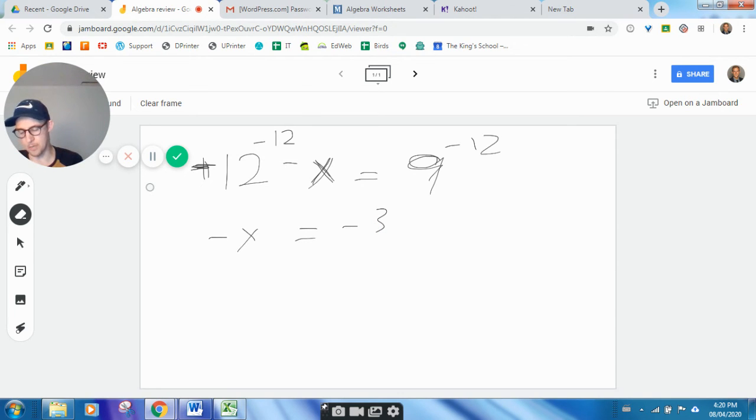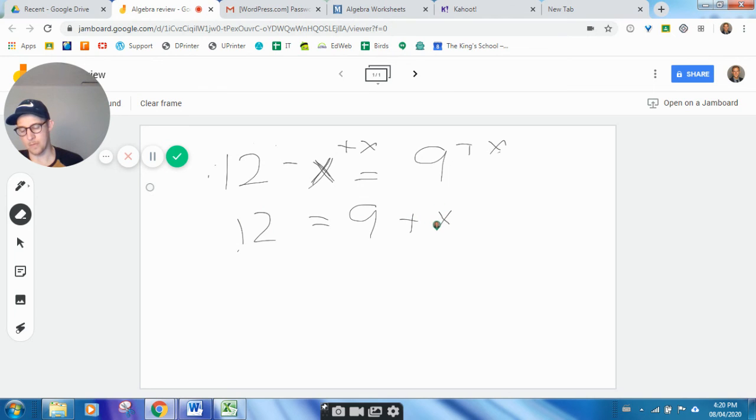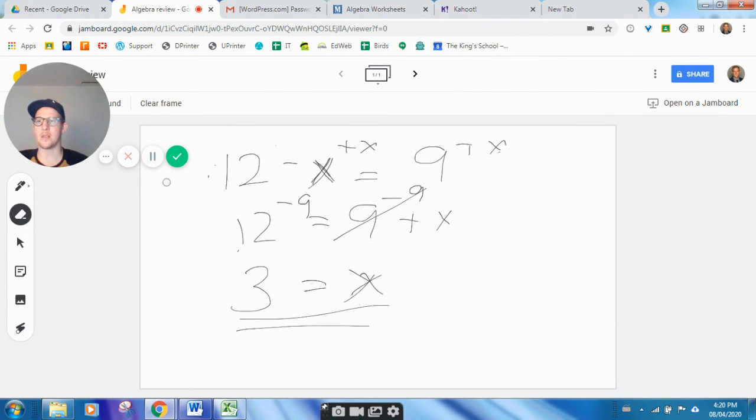So what I would suggest we do is just move things around a little bit differently. 12 minus x is equal to 9. What we're going to do instead is add x to both sides. Now we can say that 12 is equal to 9 plus x. And now we can take away 9 from both sides, and then we get 3 equals x. We'll cross that out. Okay? So that is how we solve algebra.